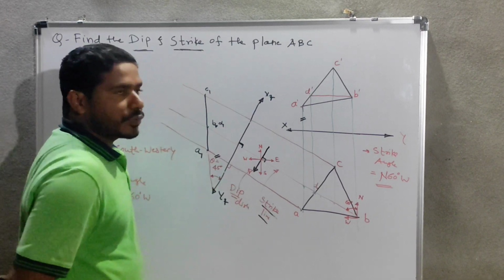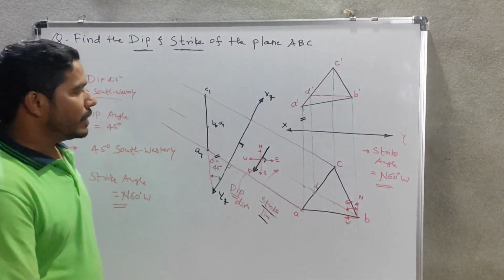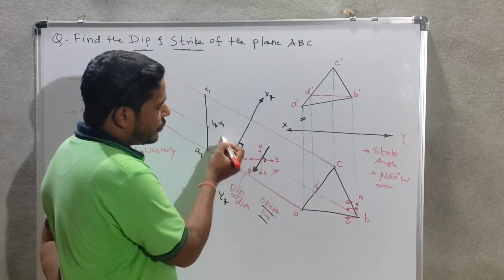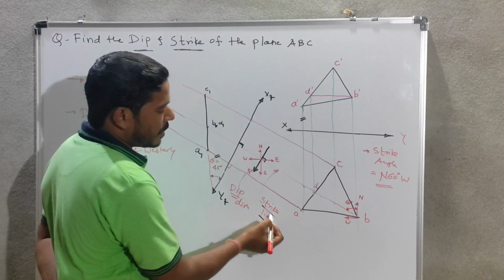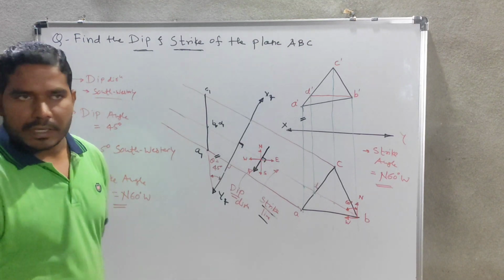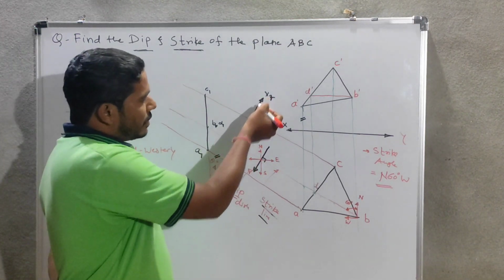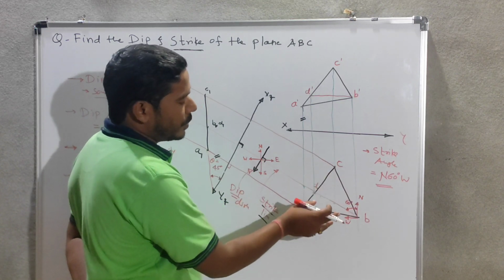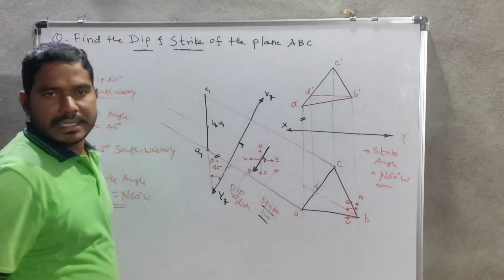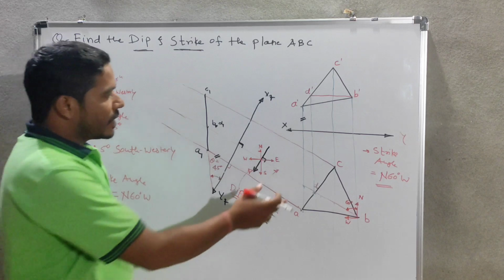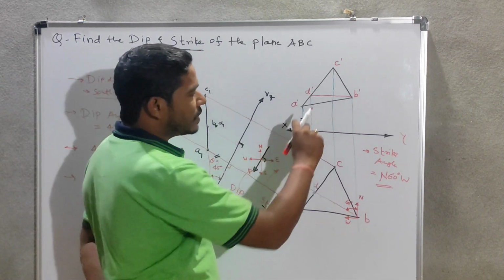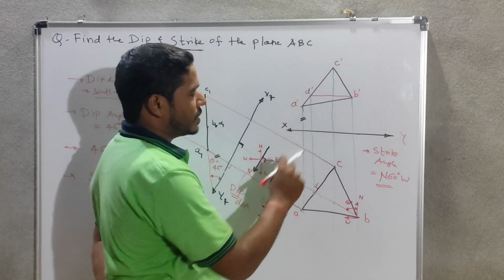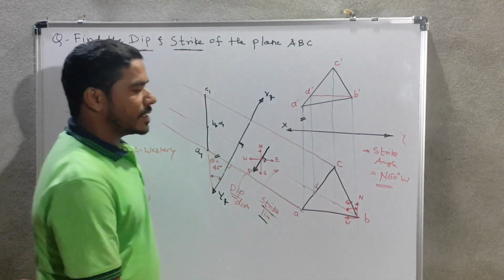Now we have to find out the dip angle. For that, we need to draw a reference axis, x1 y1, that must be perpendicular to the strike line. After drawing this reference axis, we need to project all these points from the top view onto this reference axis x1 y1. After projecting all these points, you have to take the distances of the respective points from the previous reference axis. Here the previous reference axis is xy.